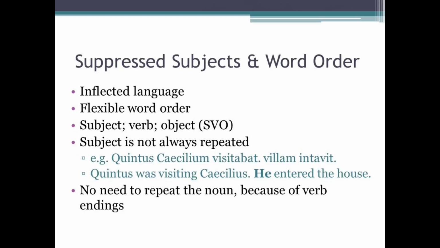So in Latin, the subject is not always repeated in the second sentence if it's describing the same person. For example, Quintus Caecilium visitabat, villam intravit. So this means Quintus was visiting Caecilius. He entered the house. This is a slightly shorter way of writing the same thing, because we don't need to repeat Quintus, which is the noun, again in the second sentence, because the verb ending tells us who is doing the verb.